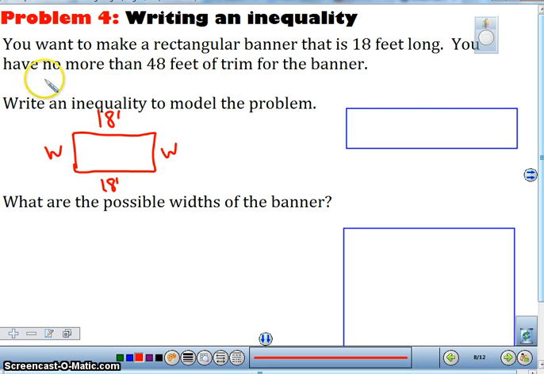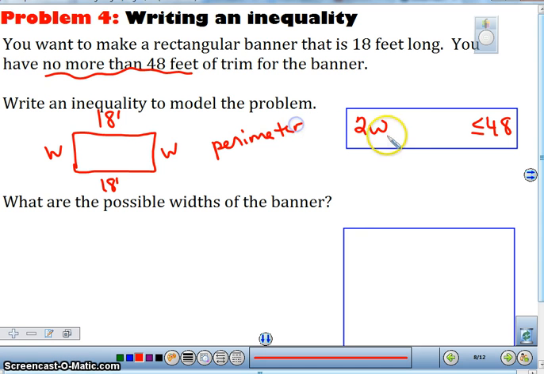What we don't know is the width. And we know it has to be no more than 48, which could it be 48? Yes. But we really want to be thinking that it's less or equal to 48. The other thing we're looking at is we have two widths, so how do we find perimeter? 2w plus 2 times 18. This is the inequality that we're going to solve. So we're going to multiply 2 times 18, which gives us 36.